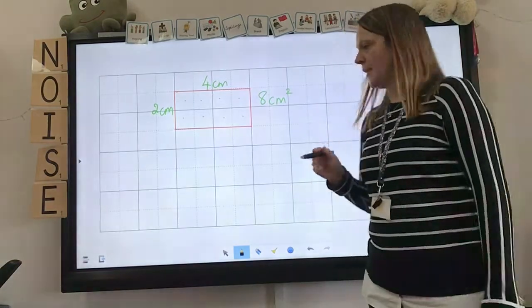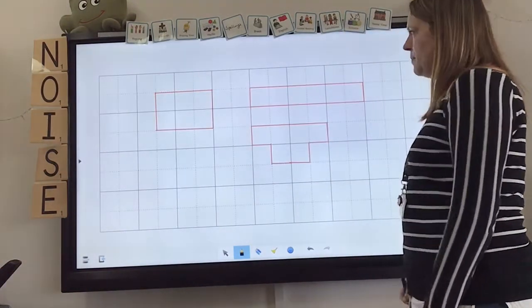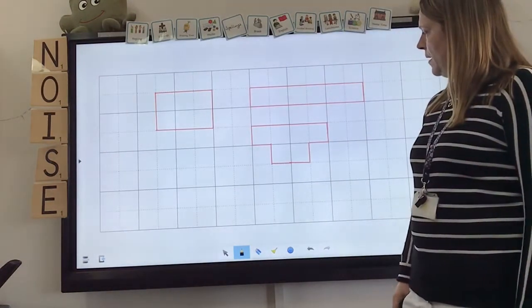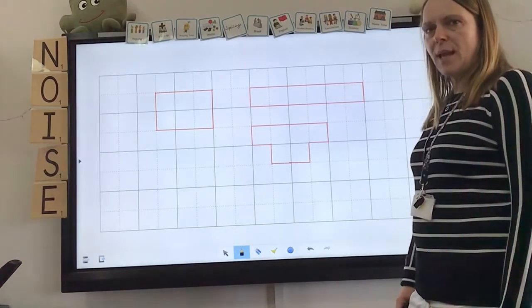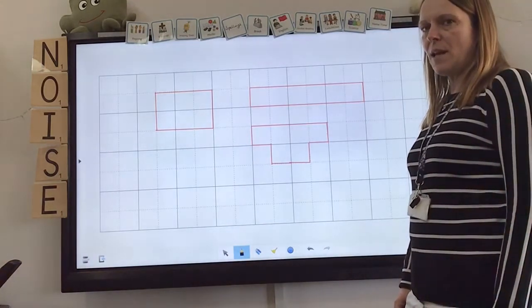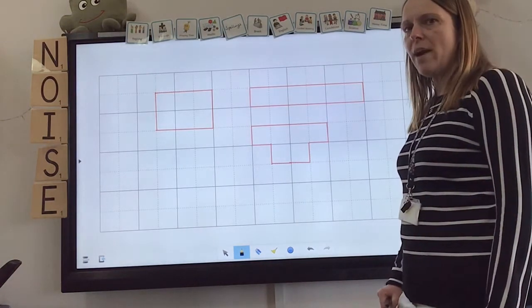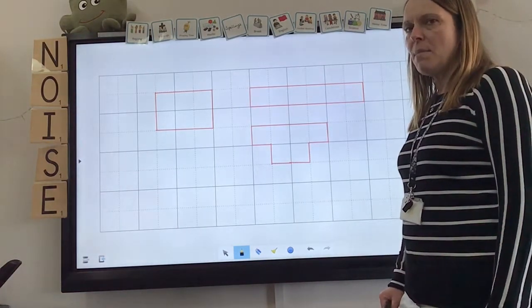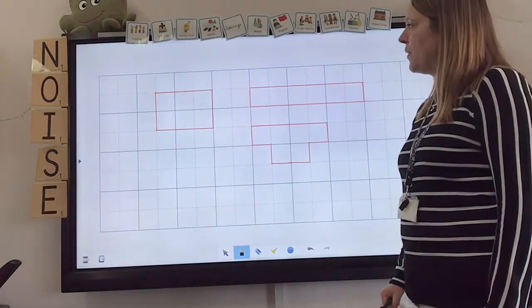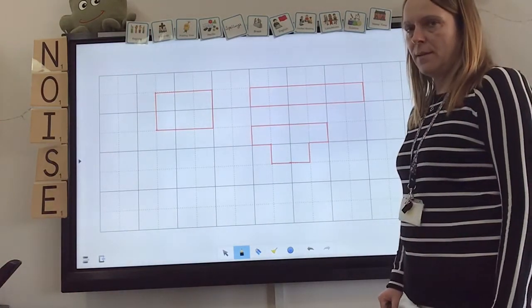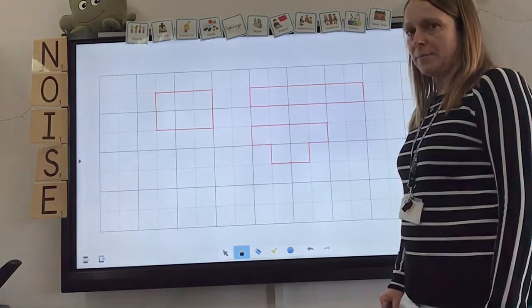Okay. Let's have a look at some other shapes. Have a look at these shapes and see what you notice about the area of these shapes by counting up the squares. If one square is 1 centimetre squared, add them up and work out what the area of each shape is. Okay, welcome back.